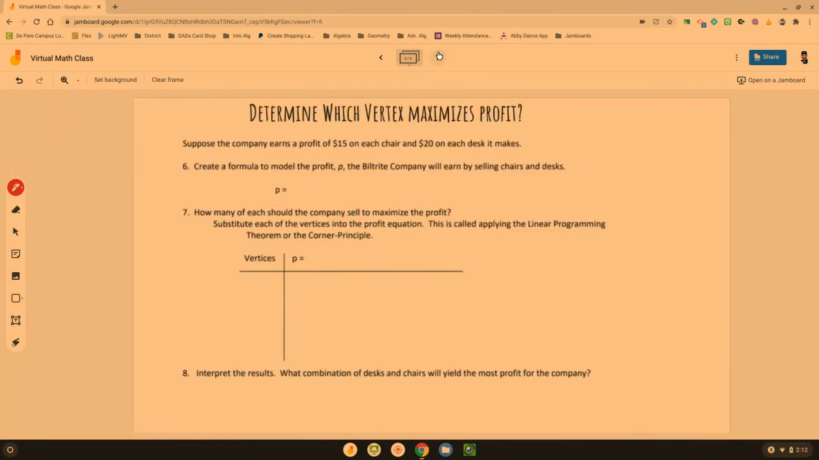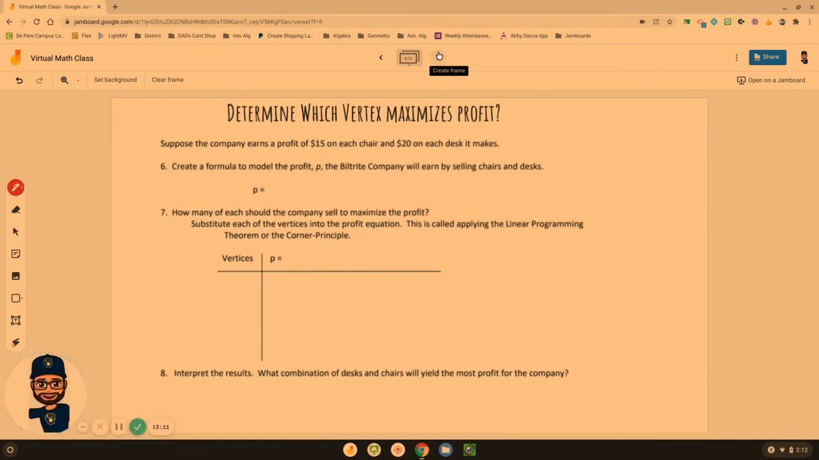Then we need to plug them into a formula to see how much money they make. So suppose that a company earns a profit of $15 for every chair and $20 for every desk. The profit equation would become $15 times every C value, every chair I make, plus $20 times every desk I make.